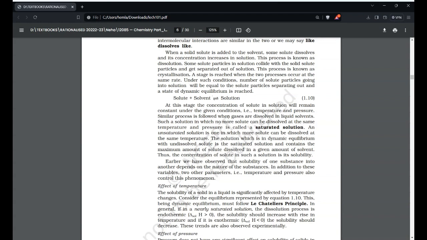So basically, they are saying that an unsaturated solution is one in which you can mix in more at the same temperature. And they have said that the solution which reaches dynamic equilibrium with undissolved solute is a saturated solution and contains the maximum amount of solute dissolved in a given amount of solvent.